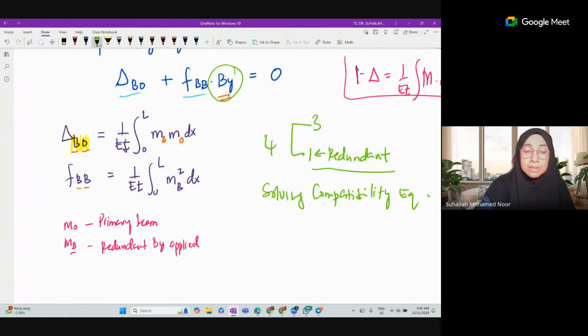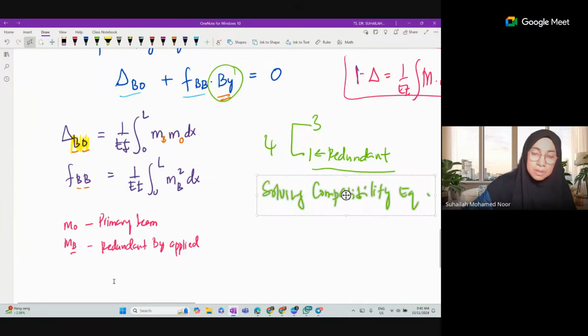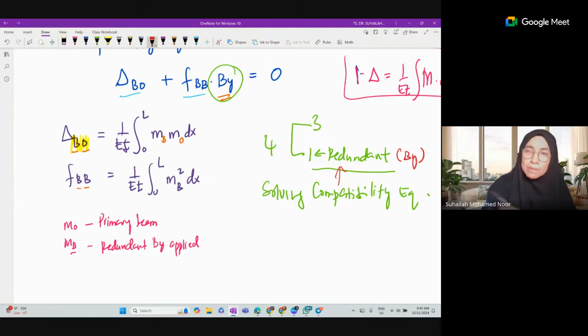The redundant will be determined by solving the compatibility equation. Solving the compatibility equation gives us the redundant. What is the compatibility equation? If By is the redundant, the compatibility equation is delta B naught plus FBB times By equals 0, because By is redundant, so we put By here.